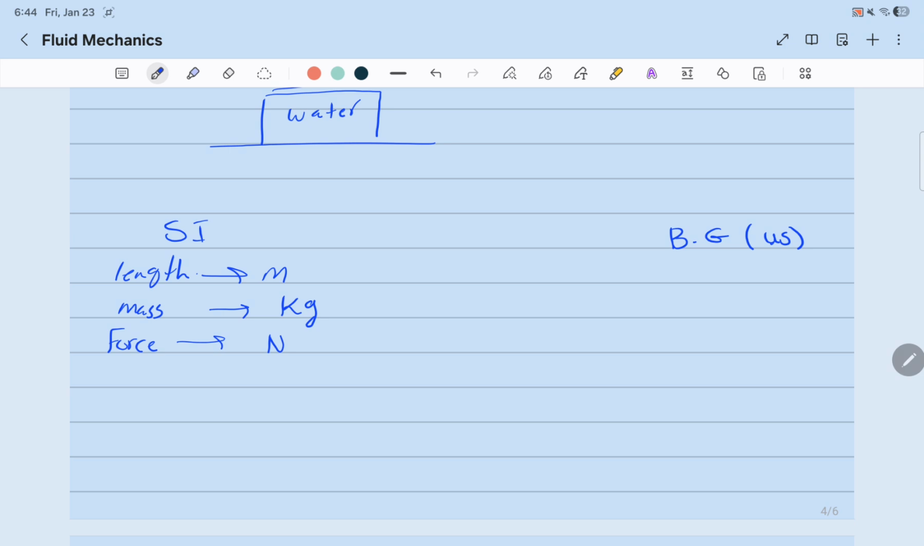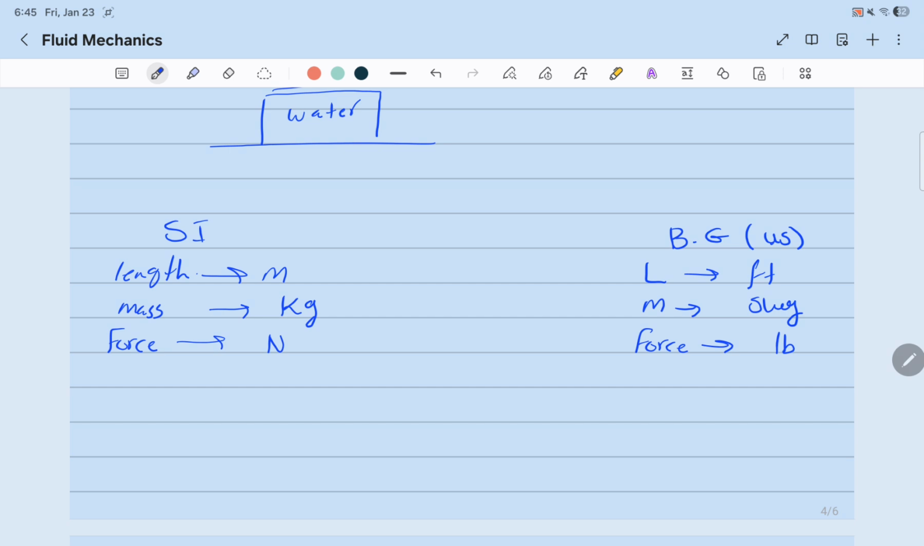For British gravitational or imperial, length we use feet, mass use slugs. Slug is 32 pounds, and for force we use pounds. Okay, so that's for the units system.